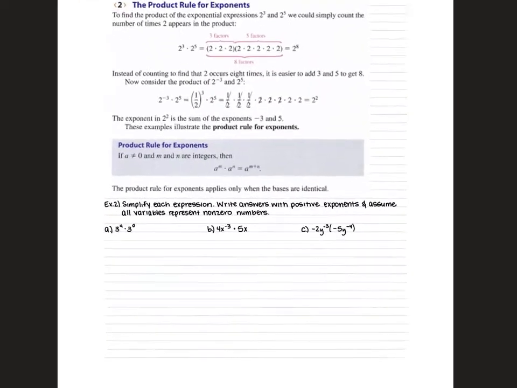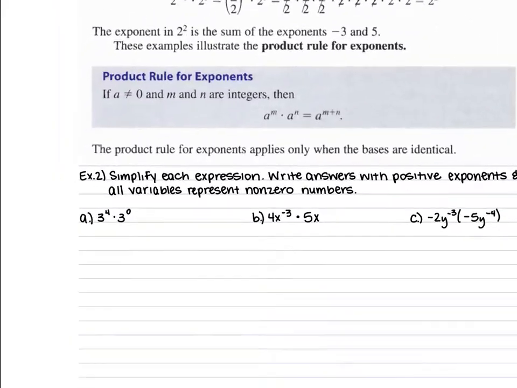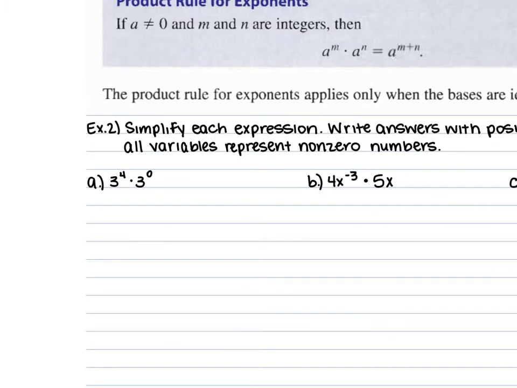For your next set of examples, we're just simplifying each of these expressions. If you have a number raised to a power that is 0, it turns that number into 1. So if we look at example A, we have 3 to the power of 4 times 3 to the power of 0. Now, our bases here are the same. Your bases are the same and they're separated by multiplication. So with that, you could keep the base and add the exponents. However, this 3 to the power of 0 is going to turn into a 1 as well.